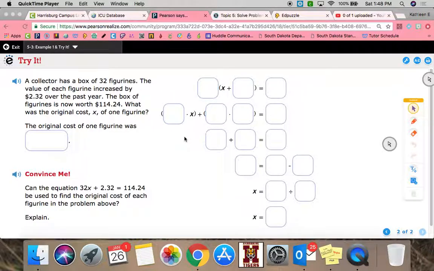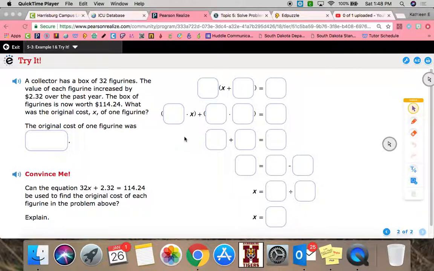5-3. 5-3 is still about solving equations, but it's using the distributive property. So our goal at the end of the video is still to be able to solve equations, but this time to add a little distributing in there. It says a collector has a box of 32 figurines. The value of each figurine increased by $2.32 over the past year. The box of figurines is now worth $114.24. What was the original cost, x, of one figurine?